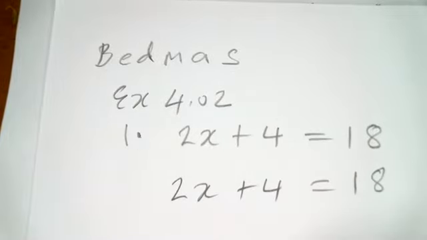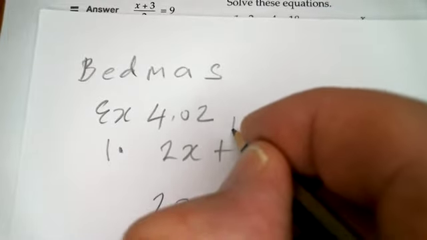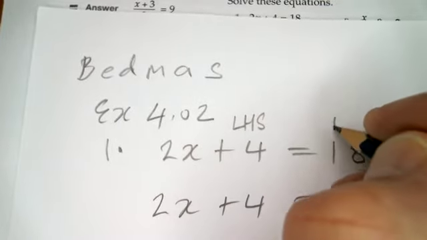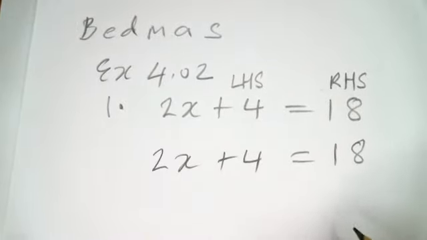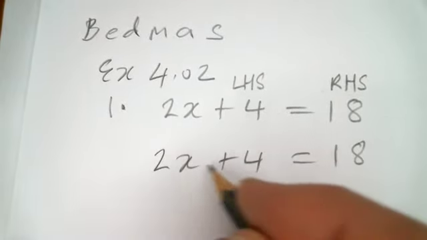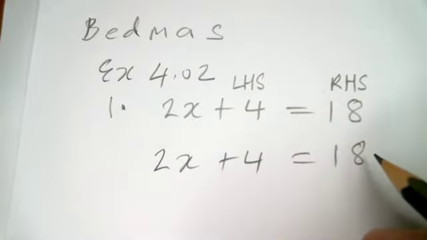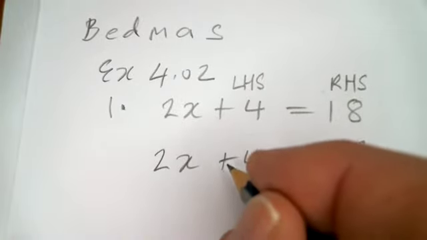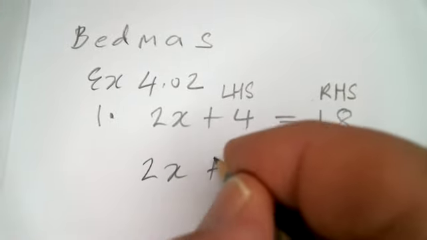So the first thing I've noticed is I want to get all the unknowns to the left side and all the knowns to the right side. So here is the left-hand side over here. Here is the right-hand side on the other side of the equals. So we're on this side of the equals, we're on the left side, and we've got a known. We want to get the known over to the other side. So how do we undo a plus 4 is the question. Well, we undo a plus 4 with a minus 4.